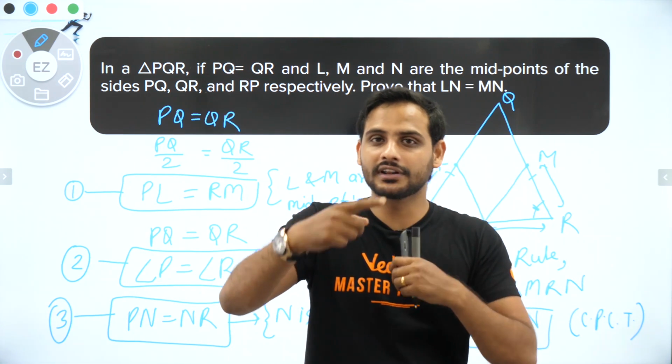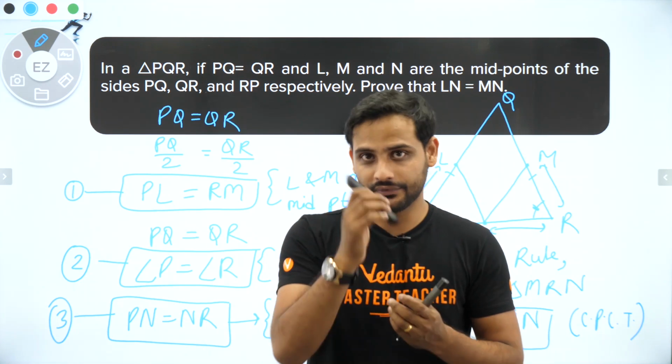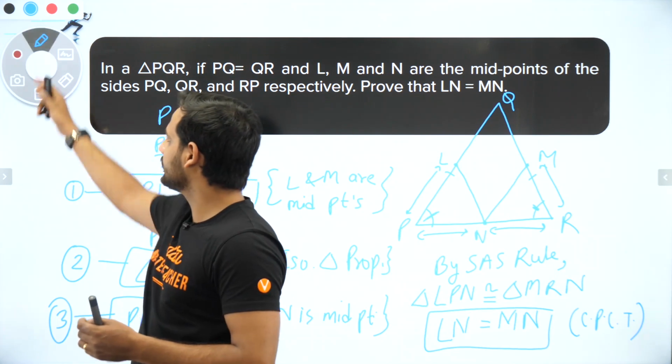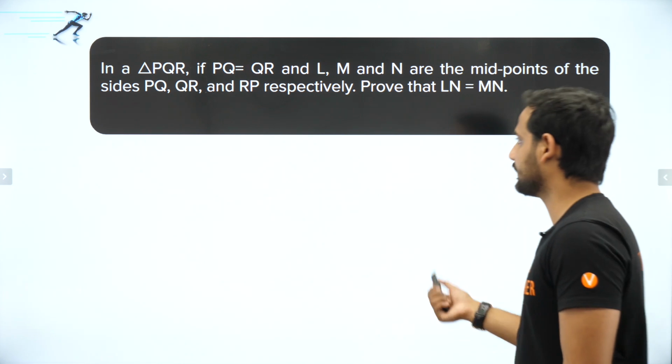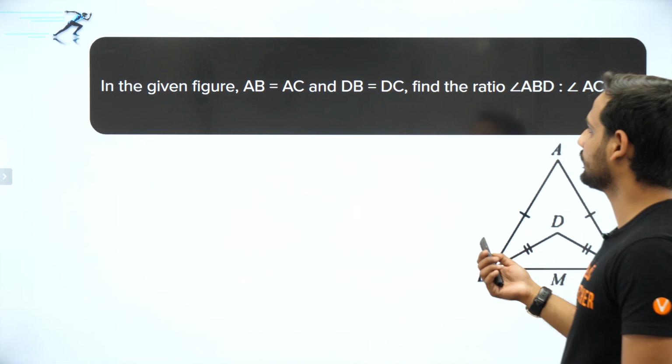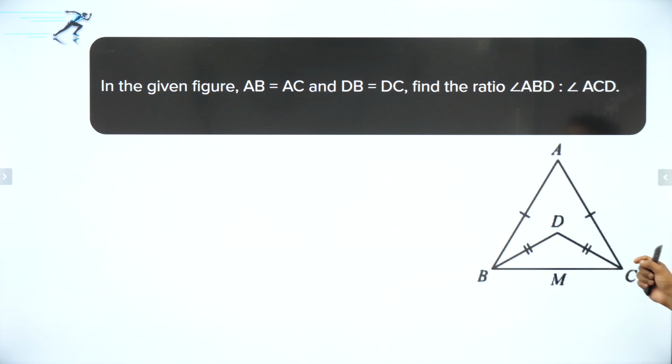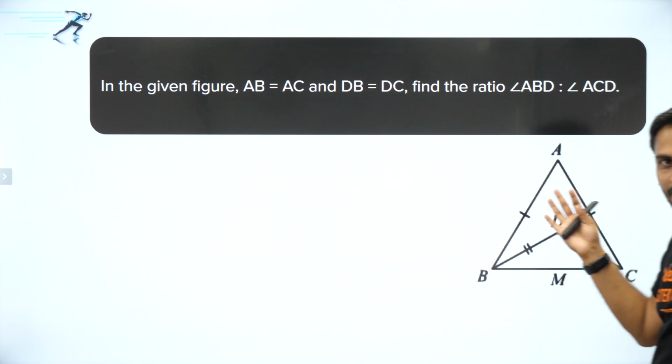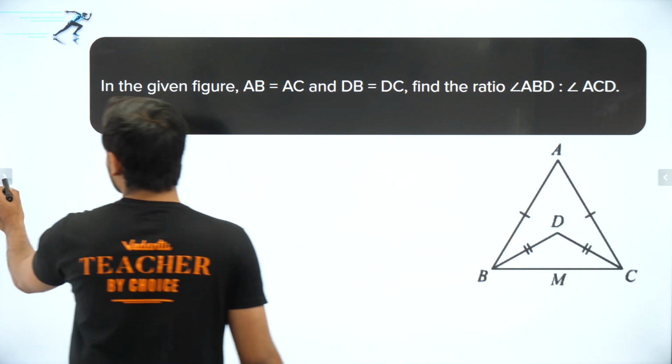Then think about how this question can be moved ahead. This is very important. Write down the information, then only will you be able to get the answers. Now the next question is: in the given figure, AB is equal to AC and DB is equal to DC. Find the ratio of angle ABD to angle ACD. Very easy question. I can directly tell the answer also, but let us prove it.